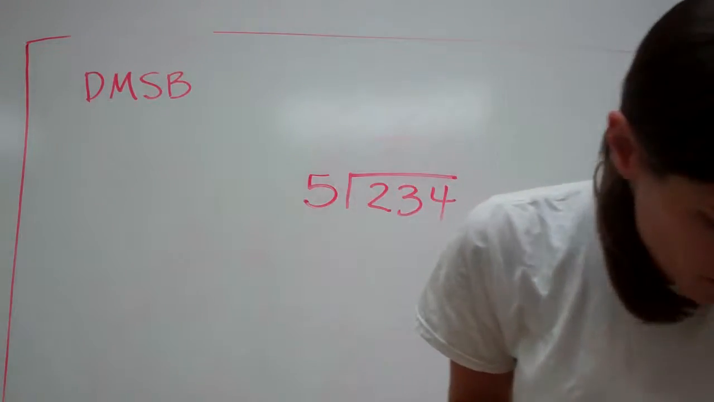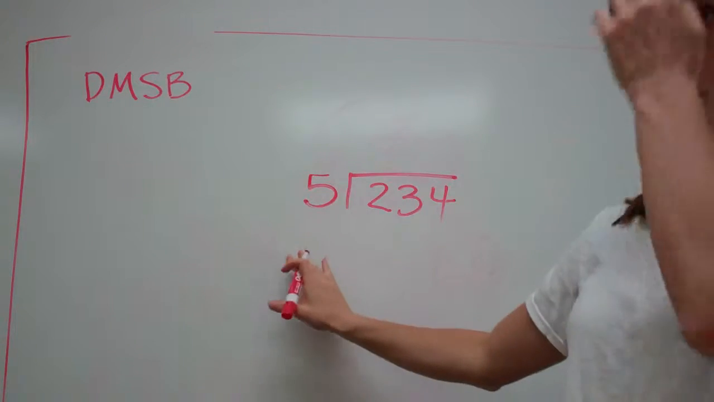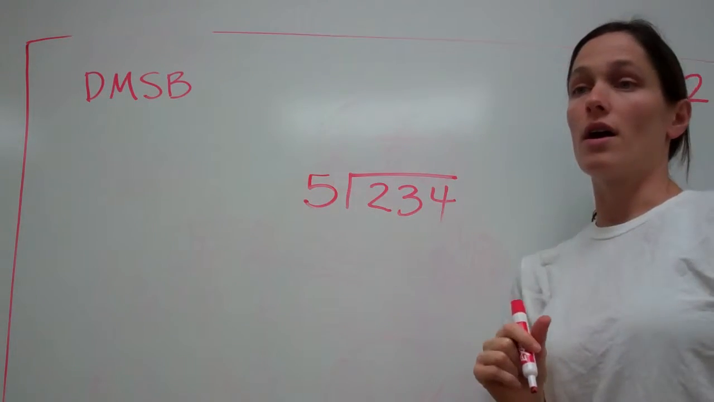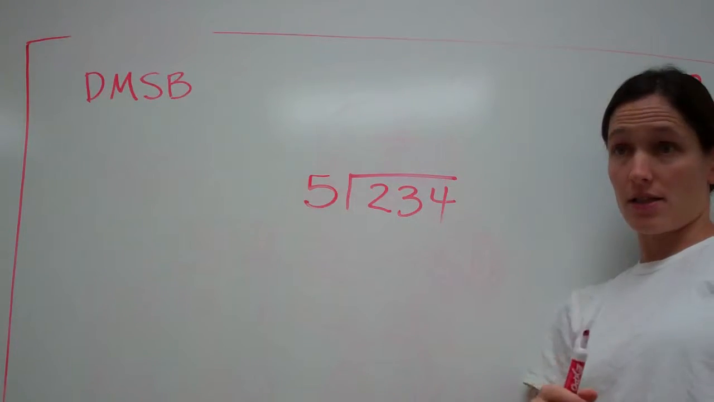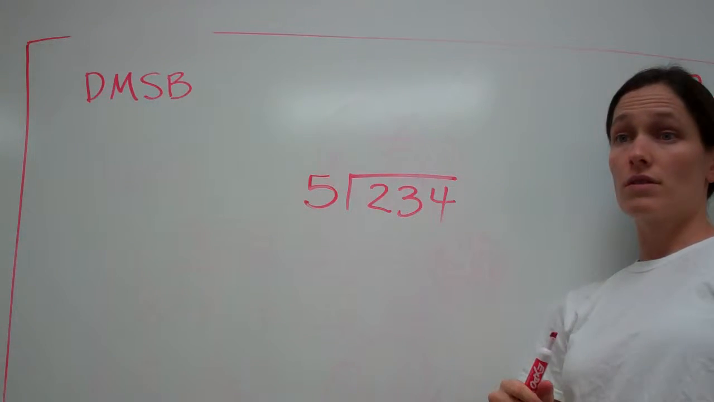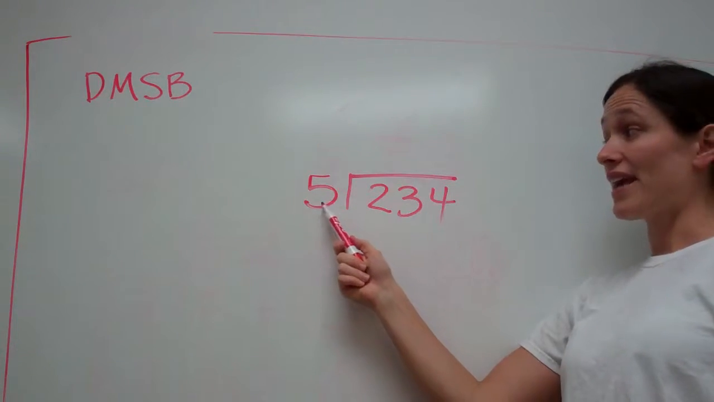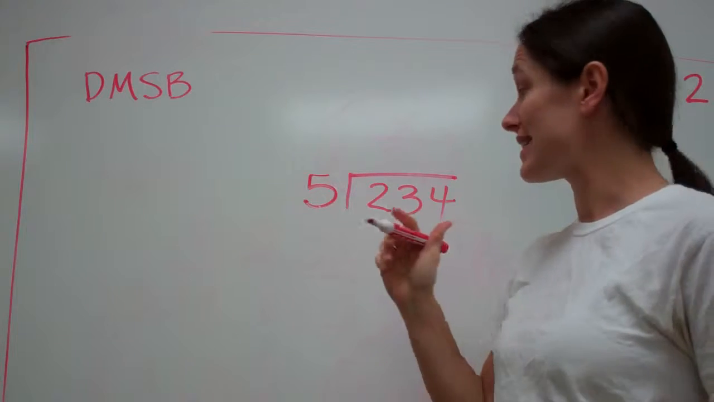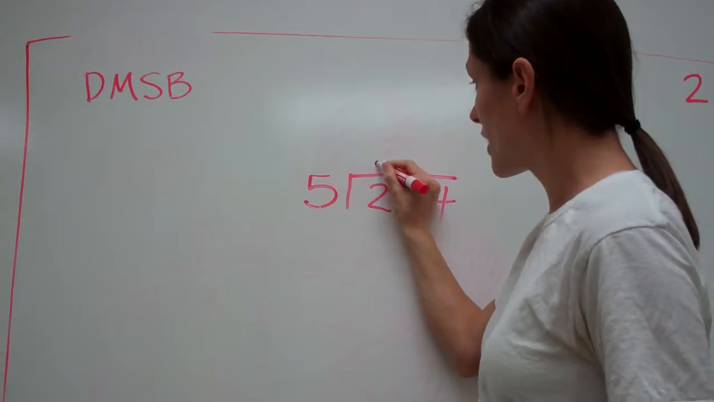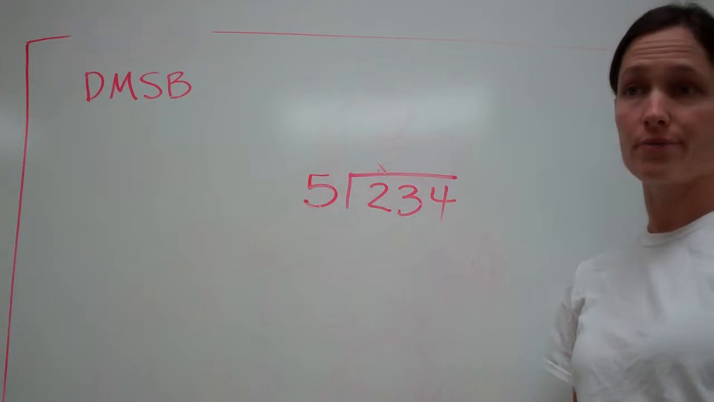5234. So it's 5, 2, 3, 4. Okay. This is our problem. All right. Who remembers what our very first step is going to be? Yes. We figure out if 5 can go into 2. Can 5 go into 2? No. So something that helps me is I put an X. No, it won't work. Can't do it right now.